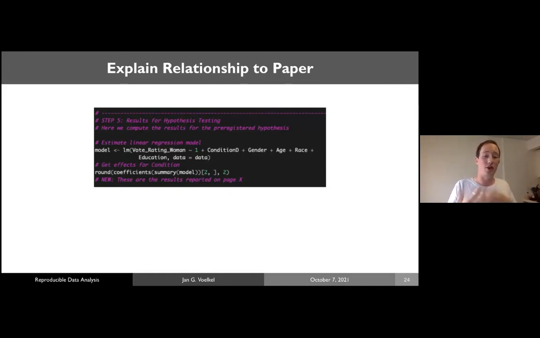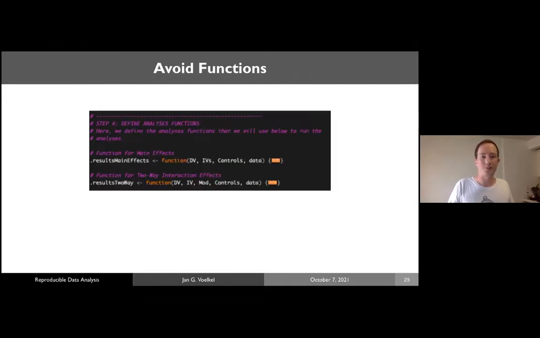But this could be extremely helpful so that it's very easy for readers to find a certain result that they want to reproduce, especially if you're running a lot of models. But it might also be a lot of work.